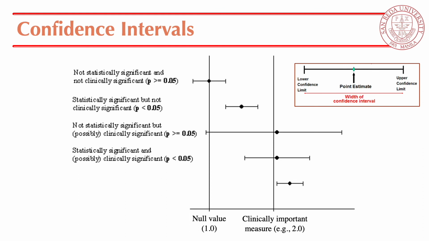Now, for the last measure, we see that the point estimate is well above 2.0, meaning that there's a strong association, and its confidence interval is not overlapping the clinically important boundary line anymore. This measure of association is without a doubt statistically significant and definitely clinically significant.